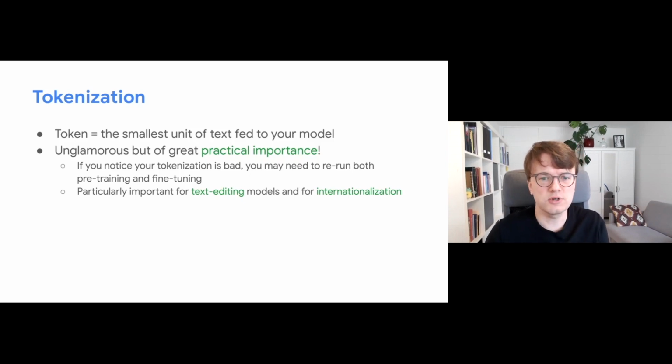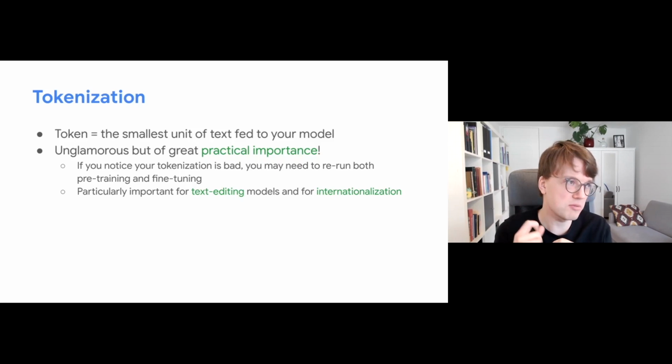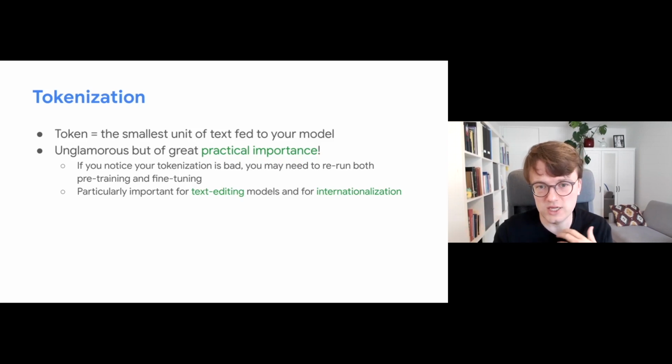And this is particularly important for the text editing type of models that I just presented, because there the operations are applied at the level of tokens. So if your tokens don't make sense, then it's hard to come up with good edit operations. For instance, if you do grammatical error correction, you may want to change the suffix of a word. If the suffix was a separate token, then it would be easy to just replace this suffix token rather than replacing the whole word.